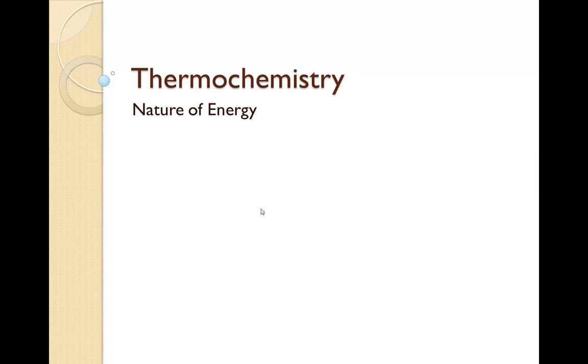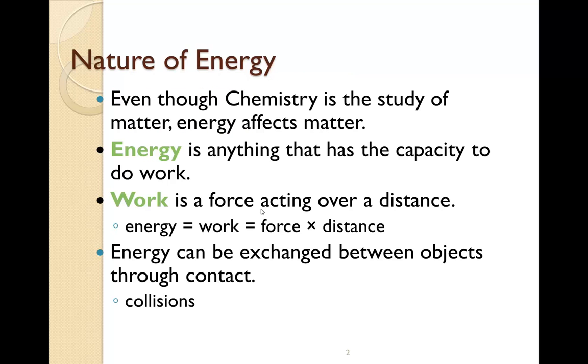In this tutorial, we will be discussing thermochemistry, primarily the nature of energy, including the definitions and the units. Even though chemistry is the study of matter, energy affects matter. Energy is anything that has the capacity to do work. Work is considered the force acting over a distance. So energy, which is work, is the force times distance.